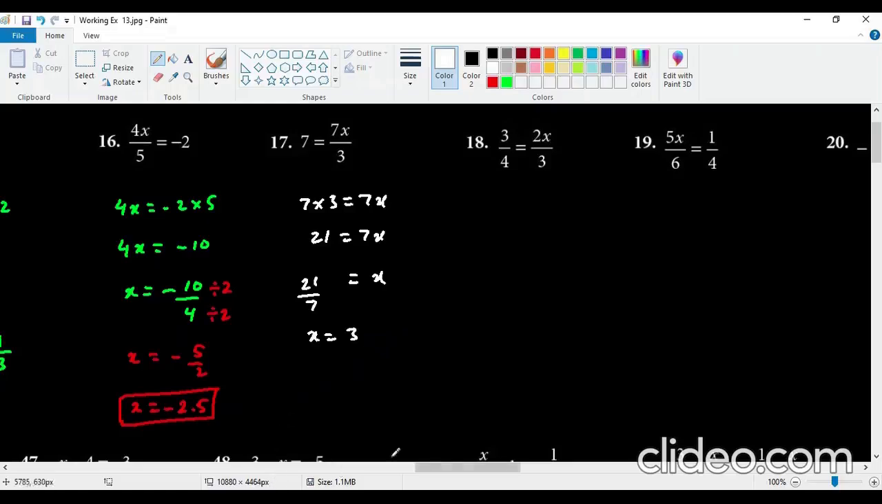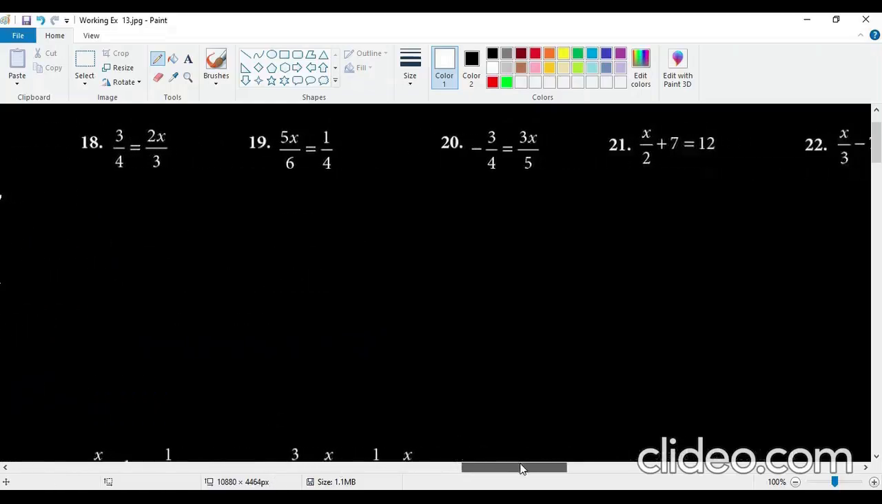Moving on to question number 18, the same rule that I gave you, that whenever you have a fraction and an equal sign in between, you cross multiply. So 3 is going to multiply by 3, and 4 is going to be multiplied by 2x. So it's going to give us 9 equals 8x. Since 8 is multiplying by x, on the other side it will go and divide 9.